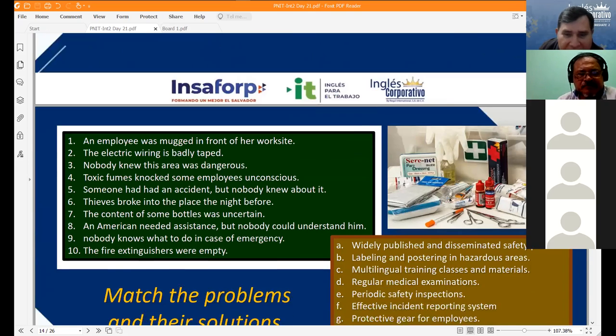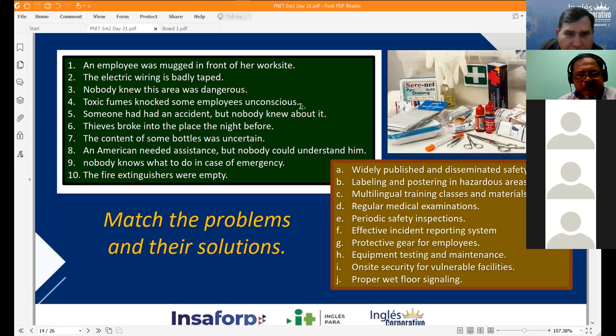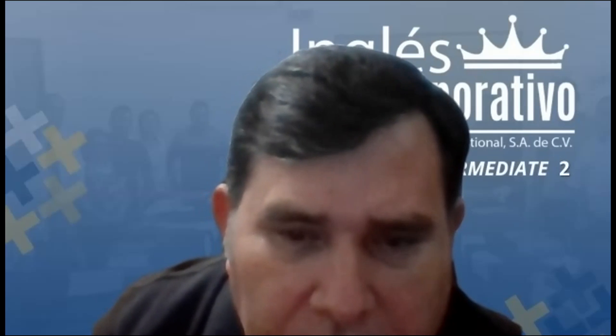Now, let's continue. You need to match the green box and the yellow-orange box. So how are you going to match it? Maybe you're matching the problems and their solutions. Maybe you're matching the numbers. You are placing the numbers next to the letters, or the letters next to the numbers. It's your decision. I prefer the numbers next to the letters, but you decide. So let's go there. The groups are opening.